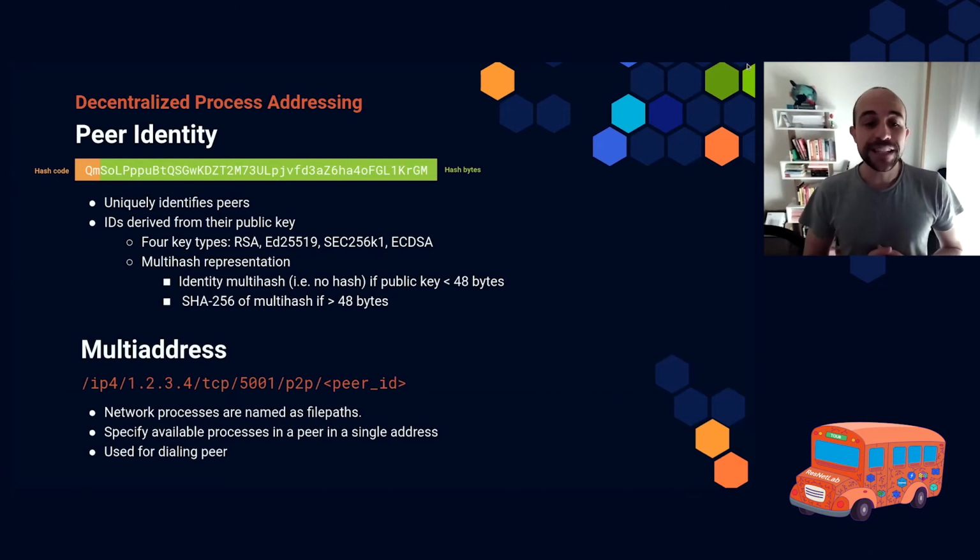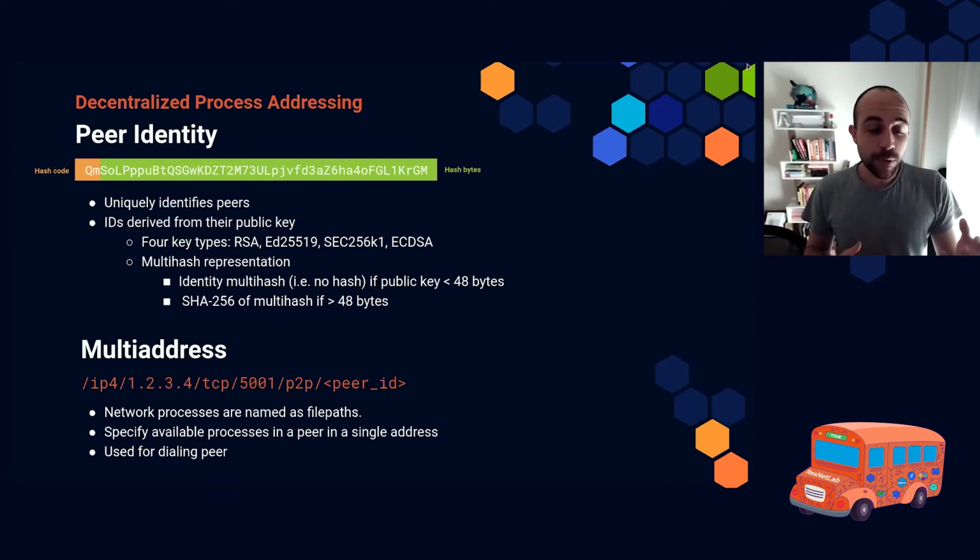And the other scheme is multi-addresses, because we need a way of having the contact information that allows us to interact with other peers in the network. We do this with multi-addresses. These multi-addresses include all of the contact information that we need to establish a connection with another peer. In these multi-addresses, network protocols are named like file paths. In a multi-address, we specify all of the valuable protocols of a peer in a single address. And this is what we use to dial the peers.